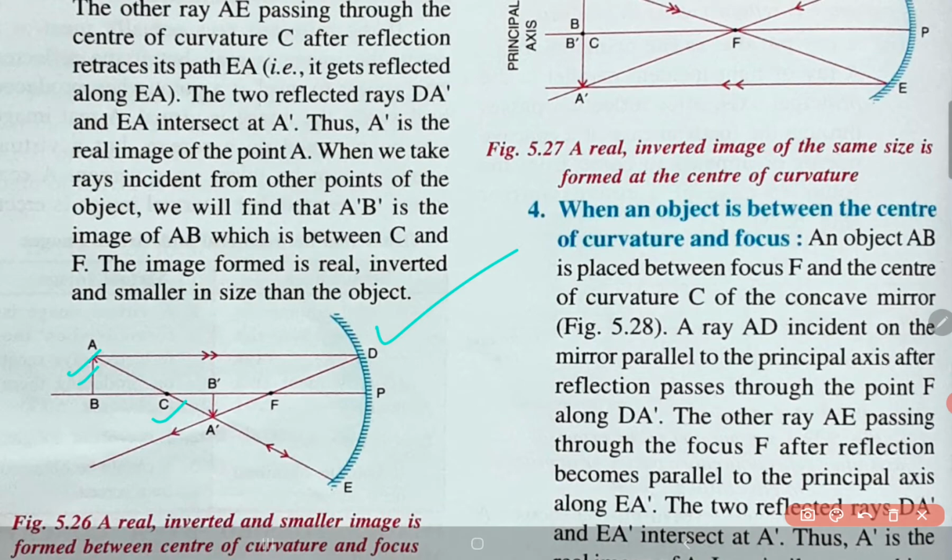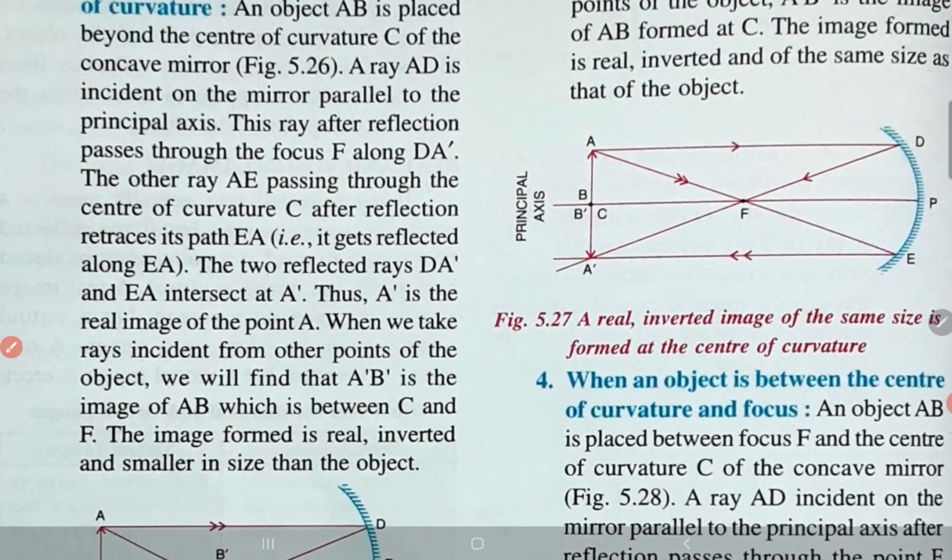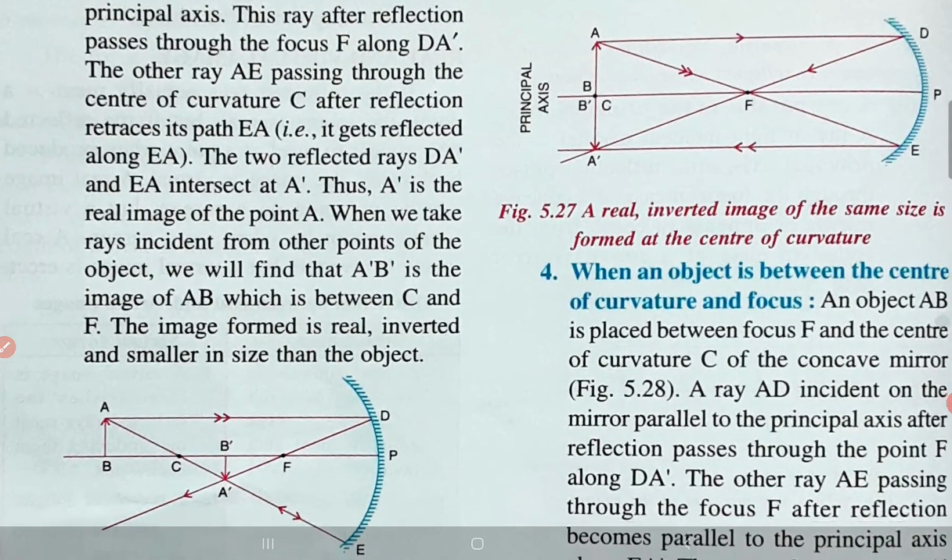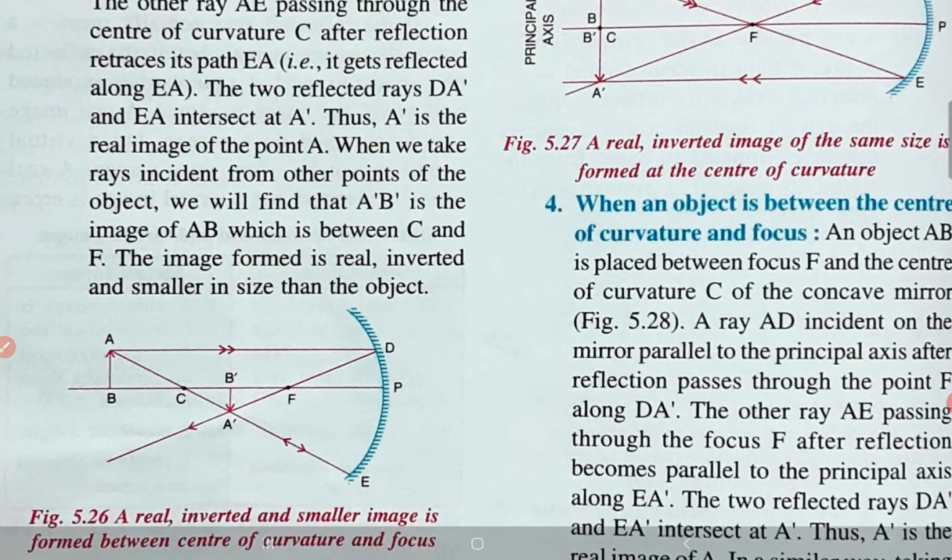How to draw it we'll learn, and what shall be the nature of the image formed we shall discuss. Here so many things are written in the paragraph which we don't require. Actually we just need to know how to draw the diagram. This paragraph also explains how to draw the diagram and what will be the nature of the image formed, which is written here: real, inverted, between the center of curvature and the focus, and the size also. So let us learn how to draw the diagram and then write the nature of the image formed.